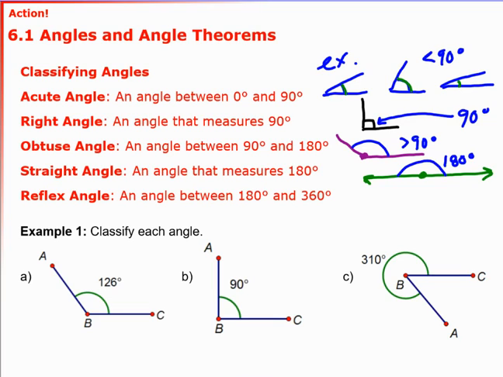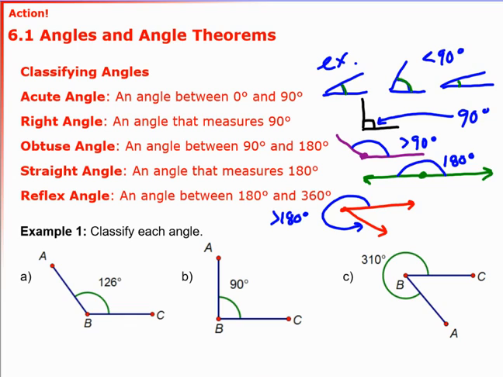We can have a reflex angle also, which is something like, we have our vertex, we have 2 lines, and really this could be an acute, but the opposite of acute angle would be the reflex angle. So it is greater than 180.